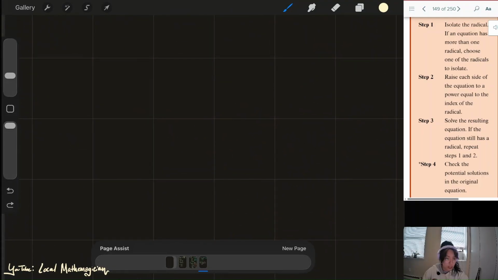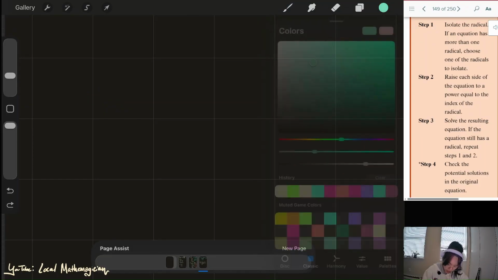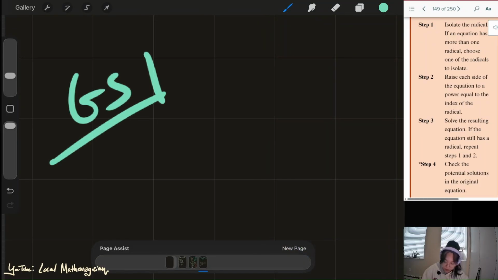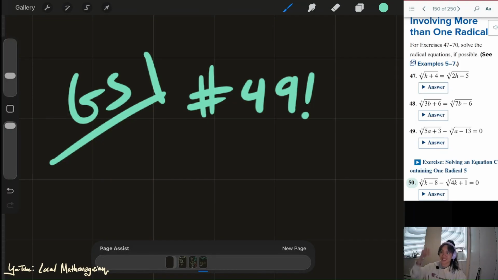Let's do a harder one. Let's do 49. Actually, you know what? I want you to do number 49. You do number 49 and send that one up to Gradescope. It should look a little like this. Do number 49. Send it up to Gradescope for me.